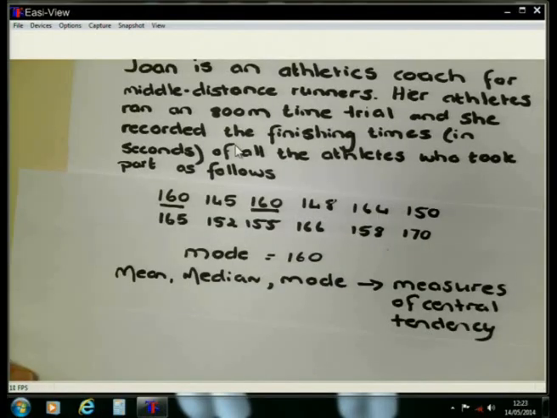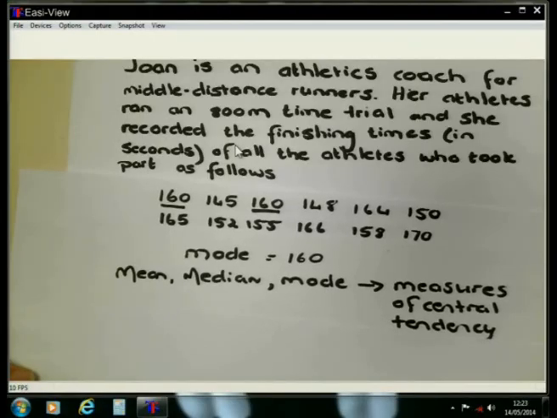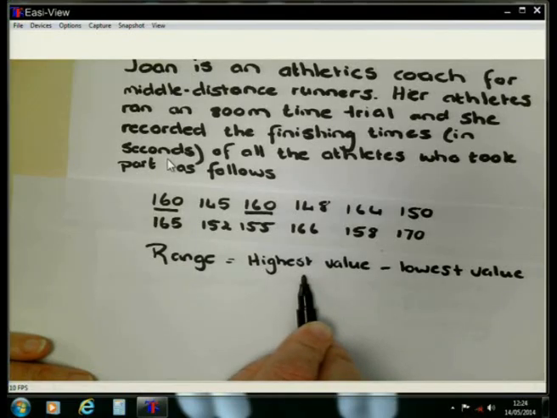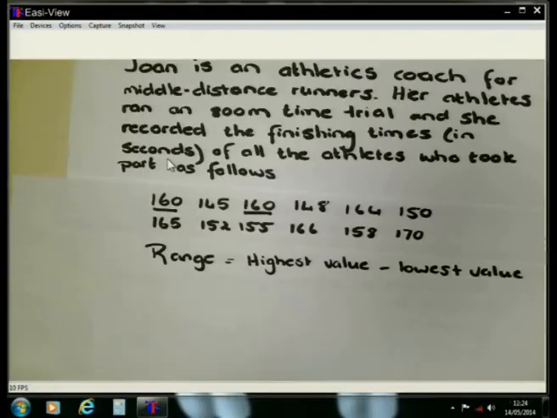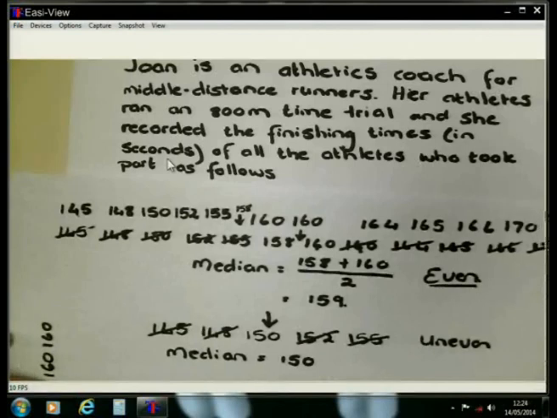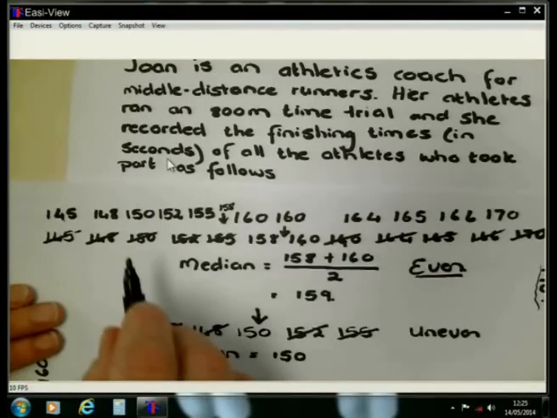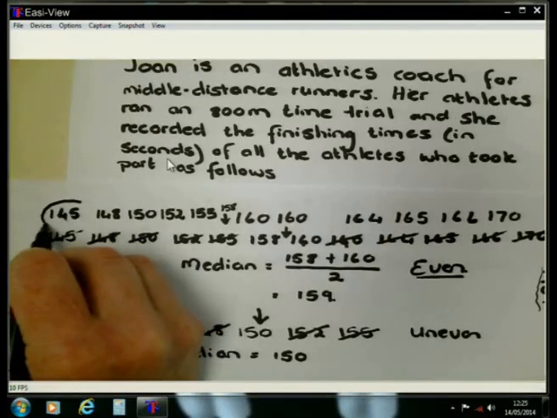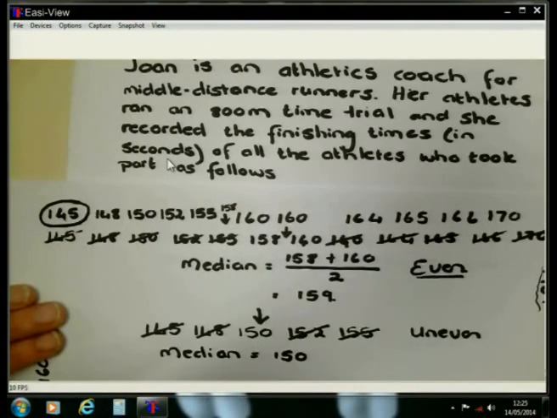The next thing that we're going to look at when we are dealing with a set of data is called the range. When we determine the range, we are going to subtract the lowest value in a data set from the highest value in the data set. Now, again, when we were determining the median, we first ordered the numbers from the smallest to the highest. And then we saw that the smallest number is 145 and the biggest number is 170.